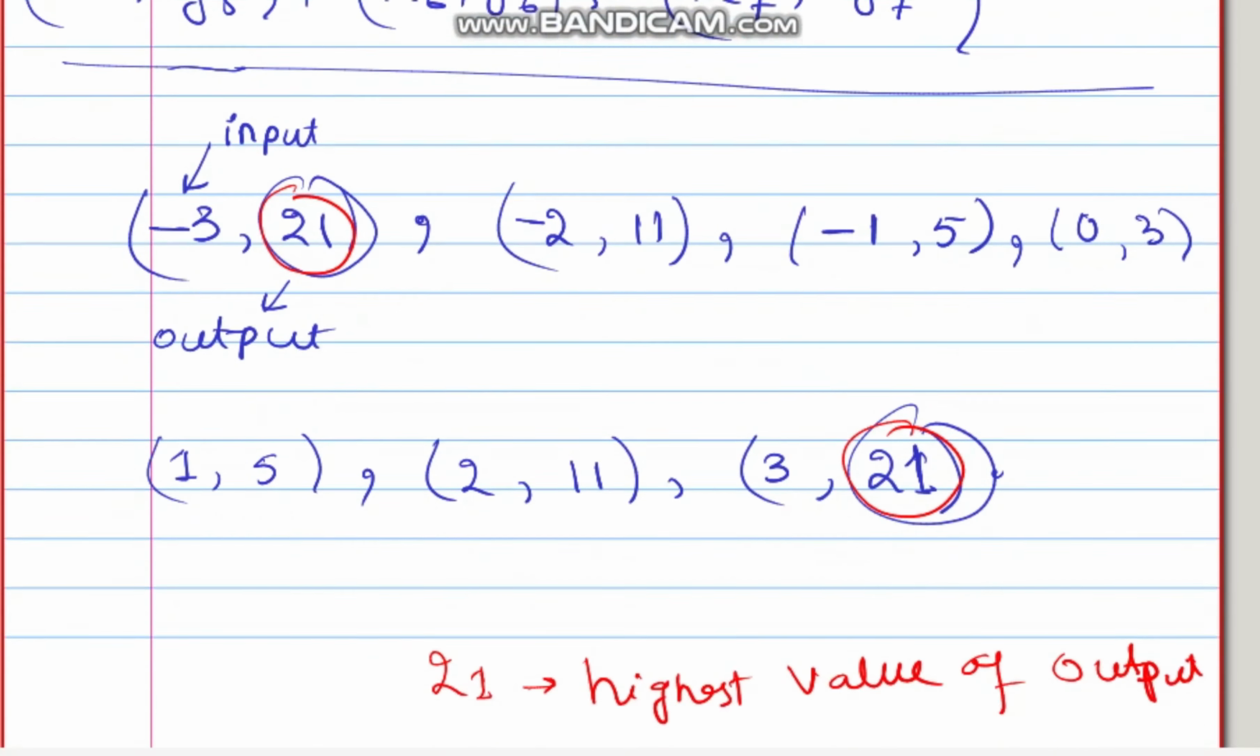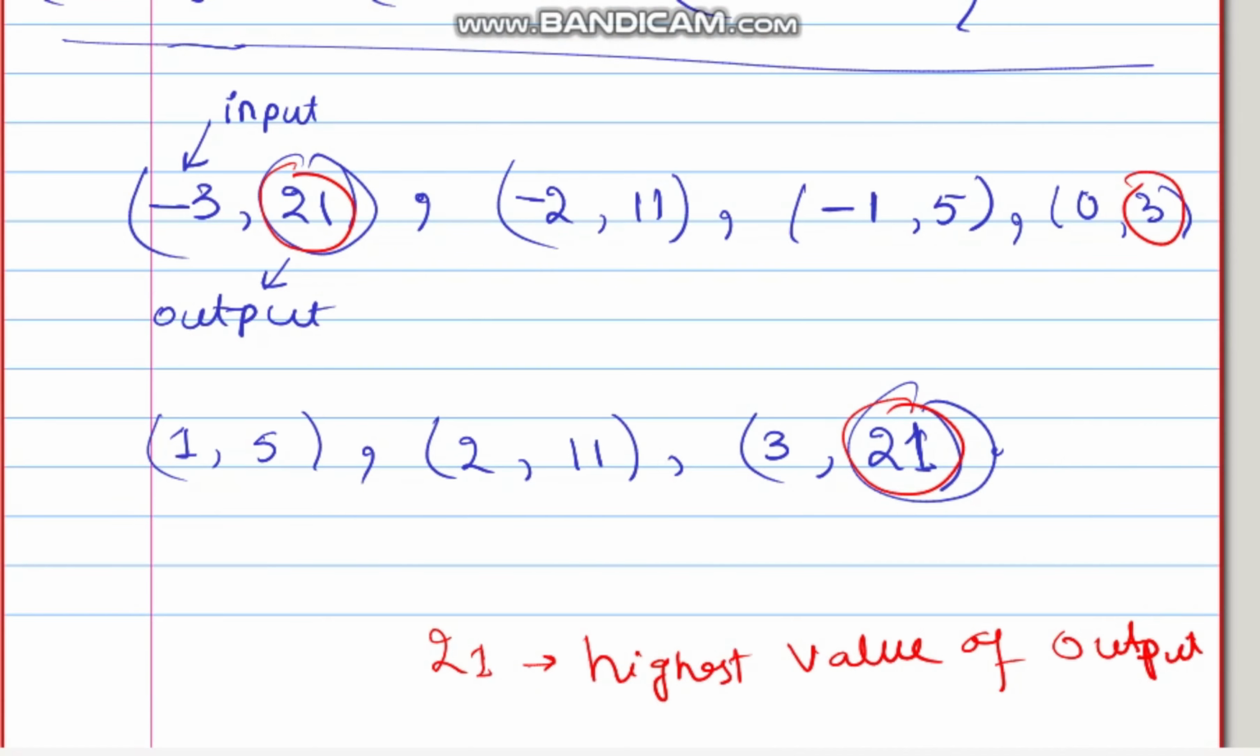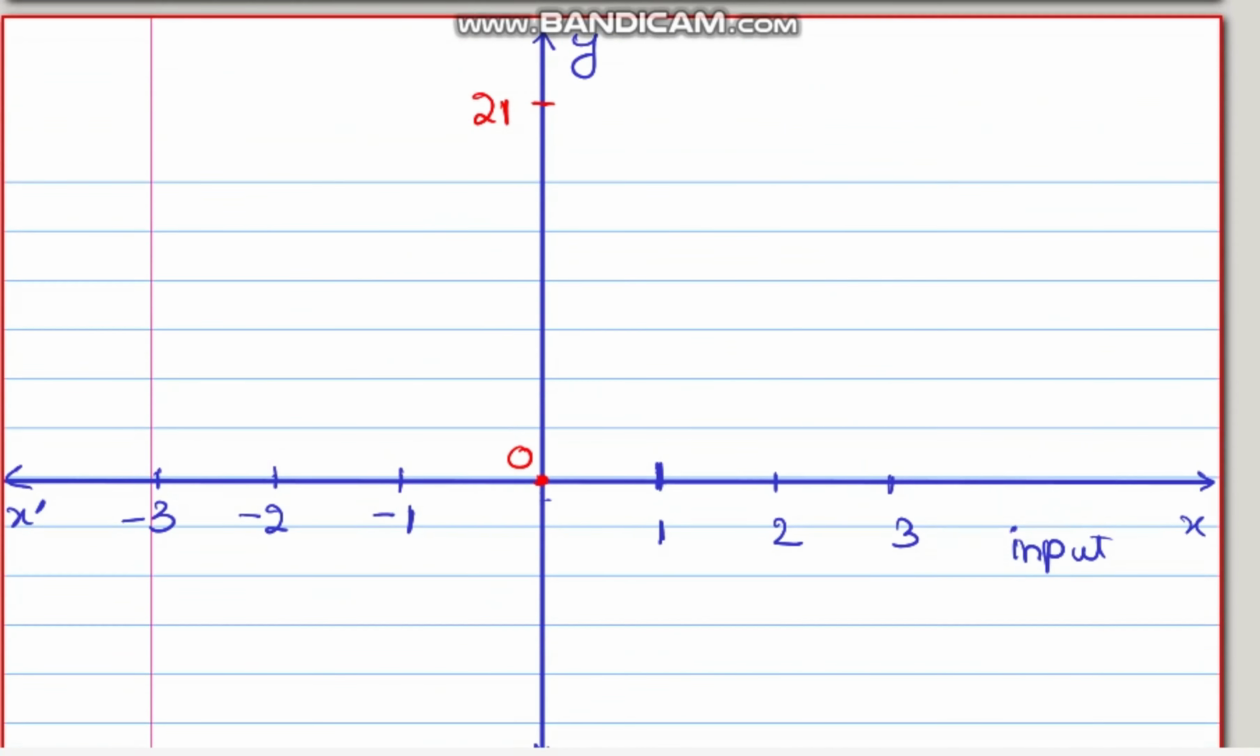Check the lowest value here. It is 3. Okay, now just plot the 3 here. Let me define the 3 here. Okay, 3 is here.